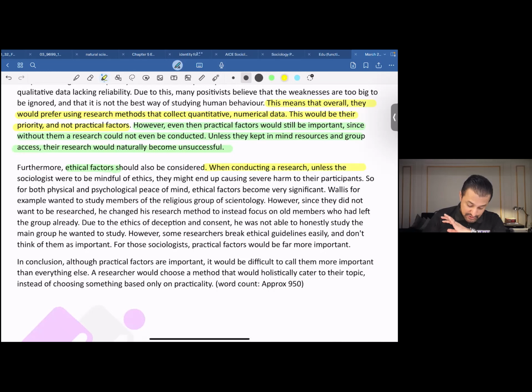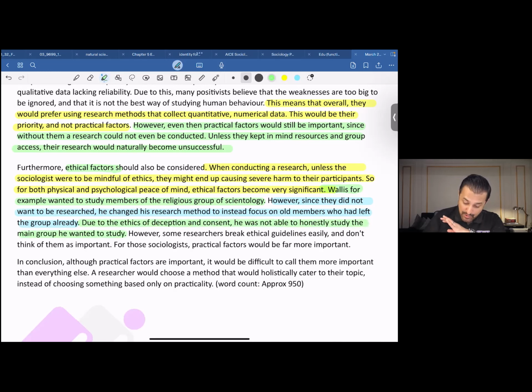When conducting a research, unless the sociologists were to be mindful of ethics, they might end up causing severe harm to participants. So for both physical and psychological peace of mind, ethical factors become very significant. Roy Wallace, for example, wanted to study members of the religious group of Scientology. However, since they did not want it to be researched, he changed his research method to instead focus on old members who had left the group already. Due to the ethics of deception and consent, he was not able to honestly study the main group he wanted to study.